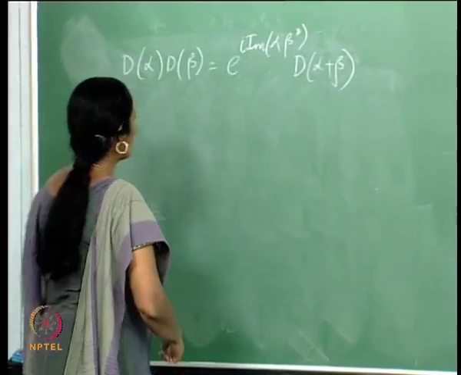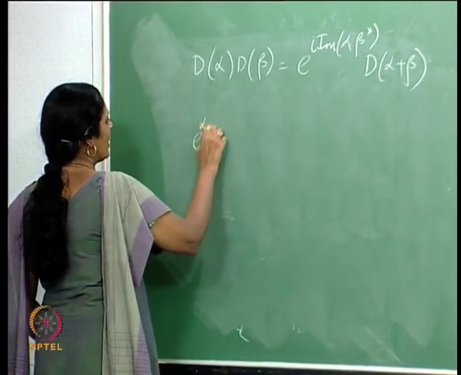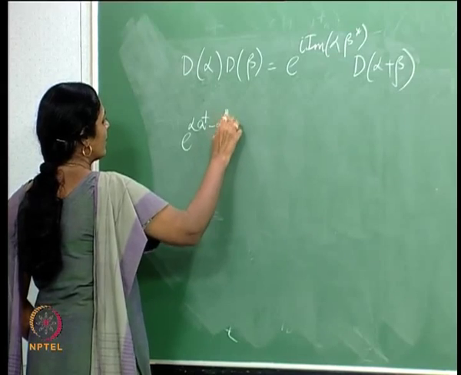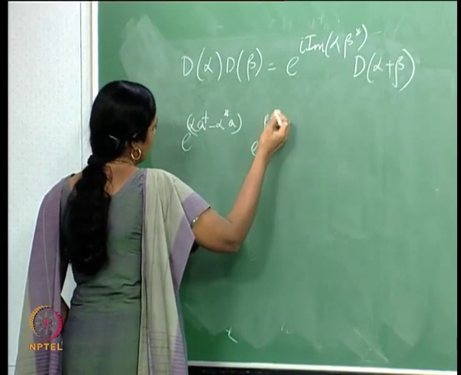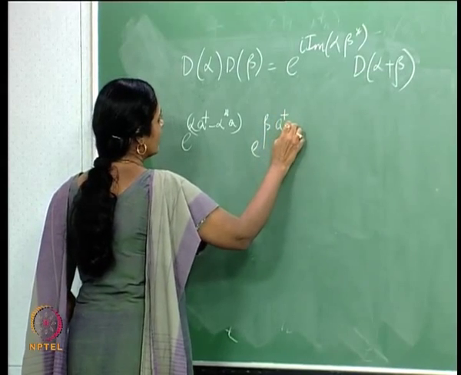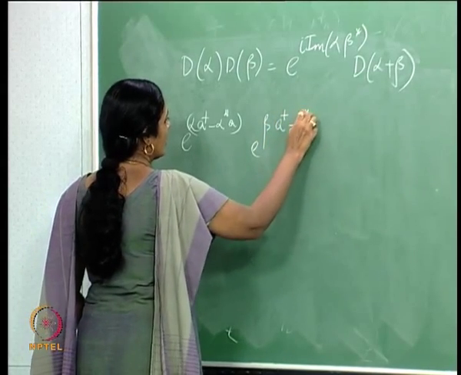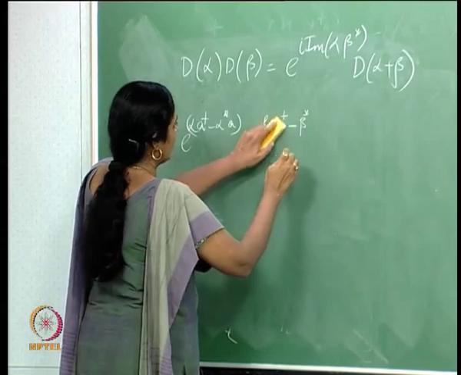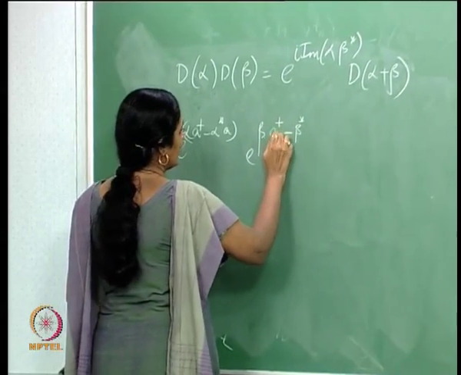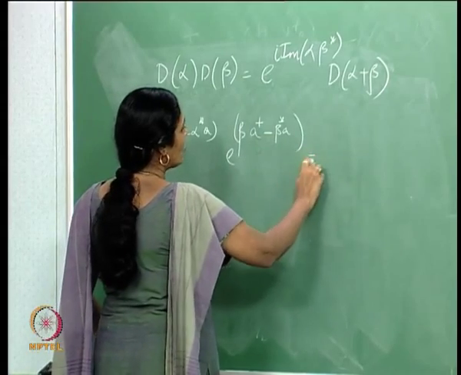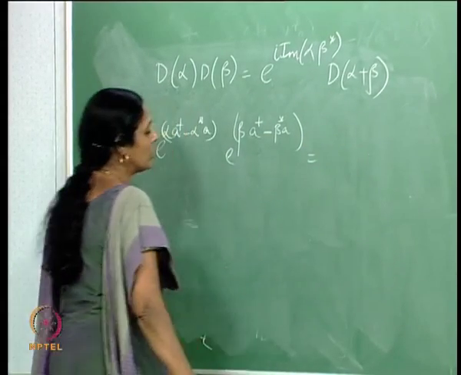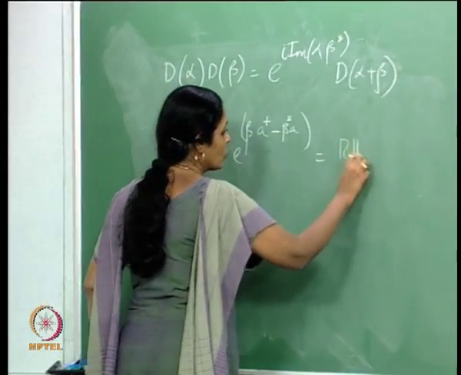So, this is a crucial input, because this is e to the alpha a dagger minus alpha star a, e to the beta a dagger minus beta star a, and then that quantity can be written in terms of the right hand side suitably.